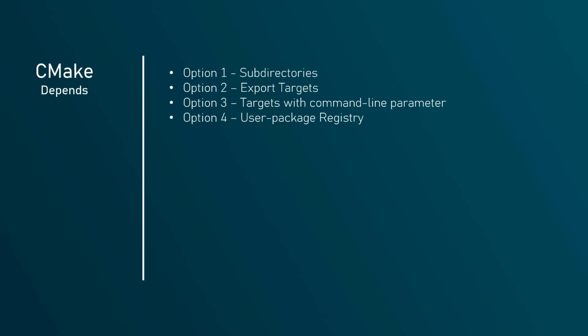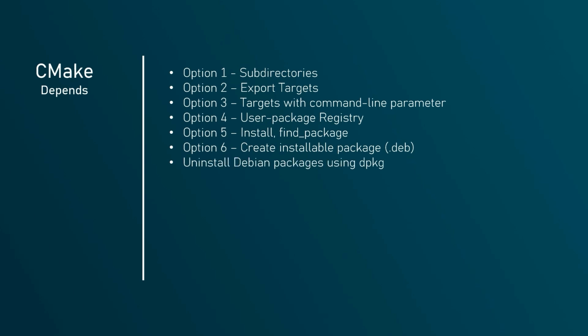Number 4, making use of the user package repository. Number 5, installing the dependency project and using find package to load it. And lastly, number 6, creating an installable package, installing the package and using the dependency from the installed package. We'll also cover how to uninstall the package.